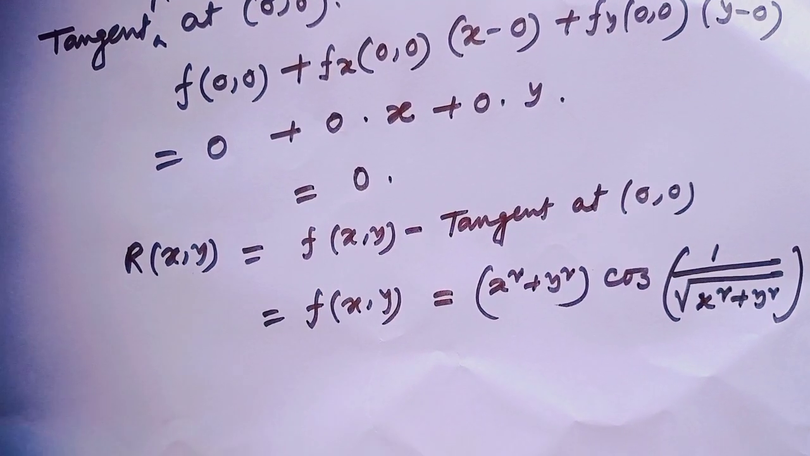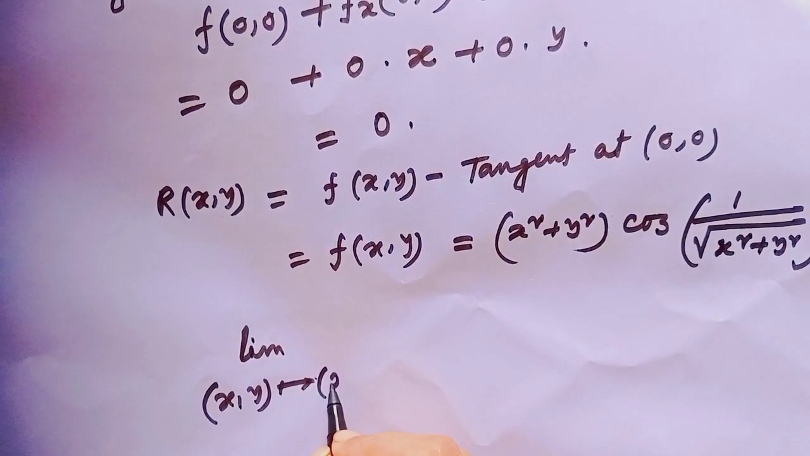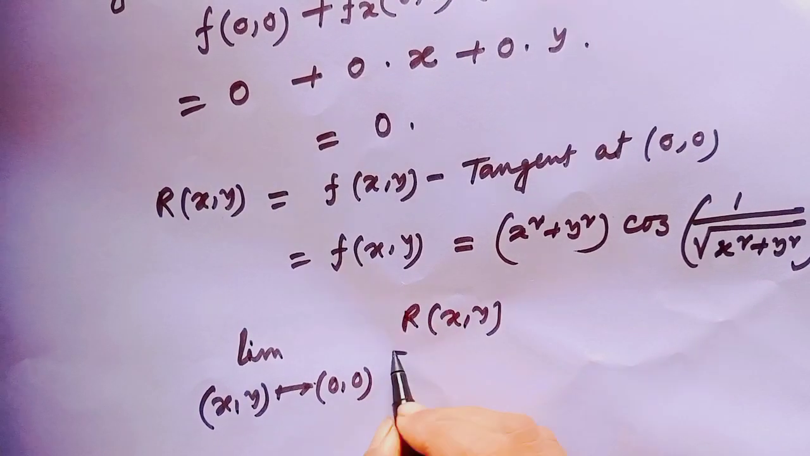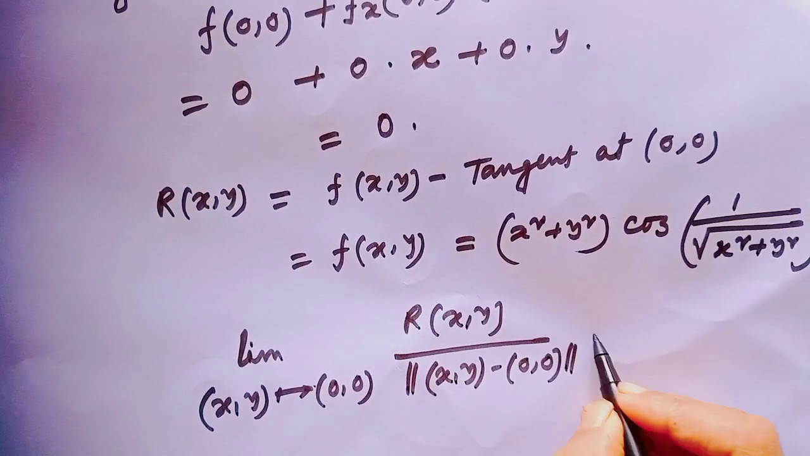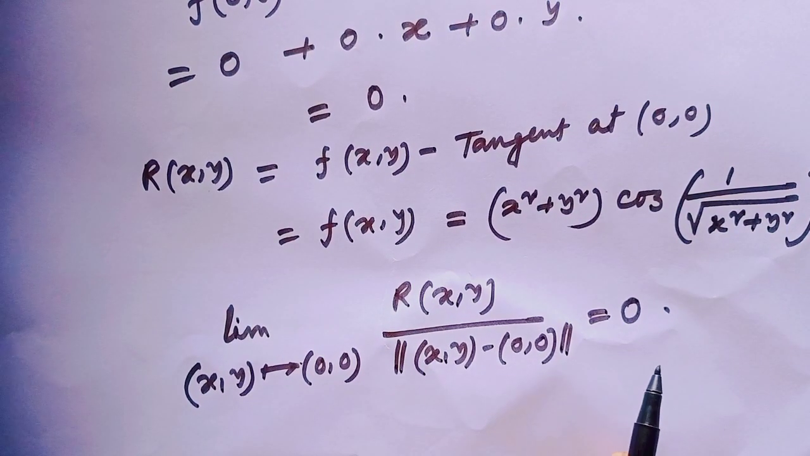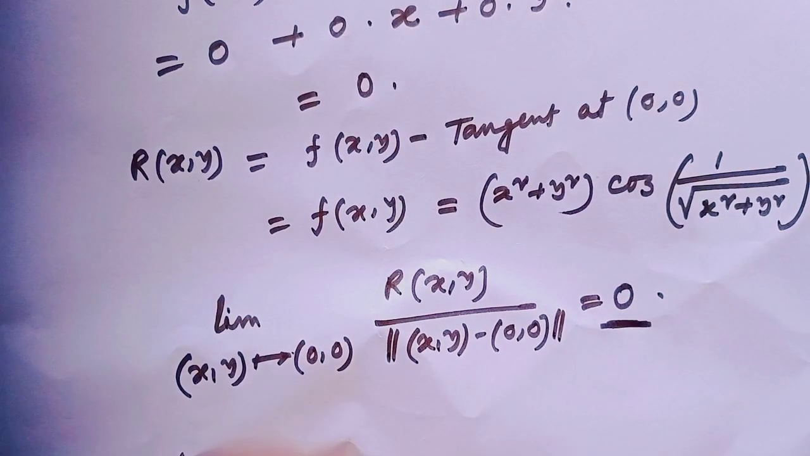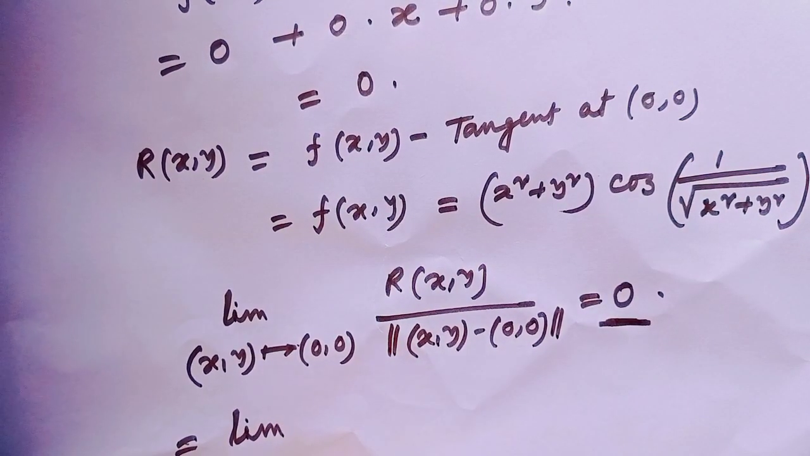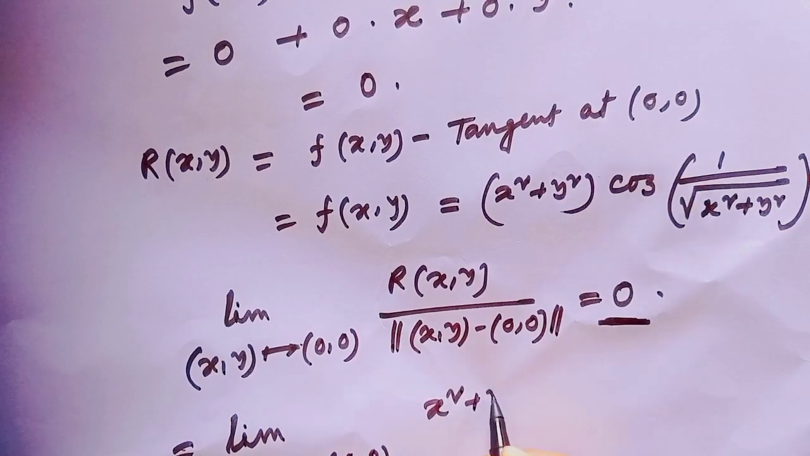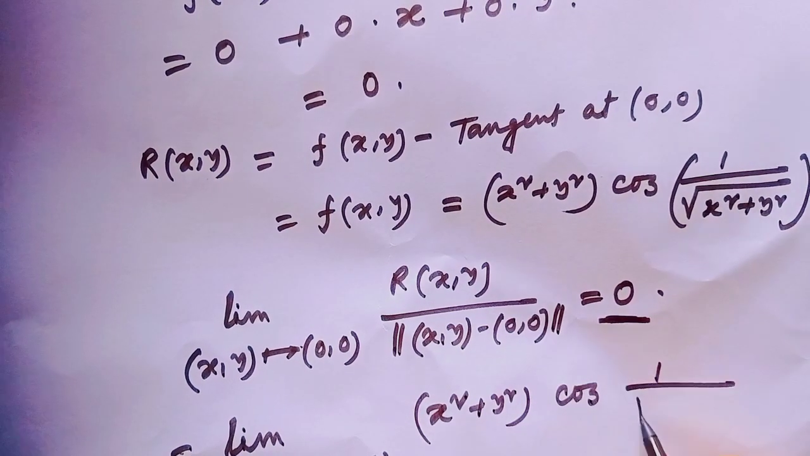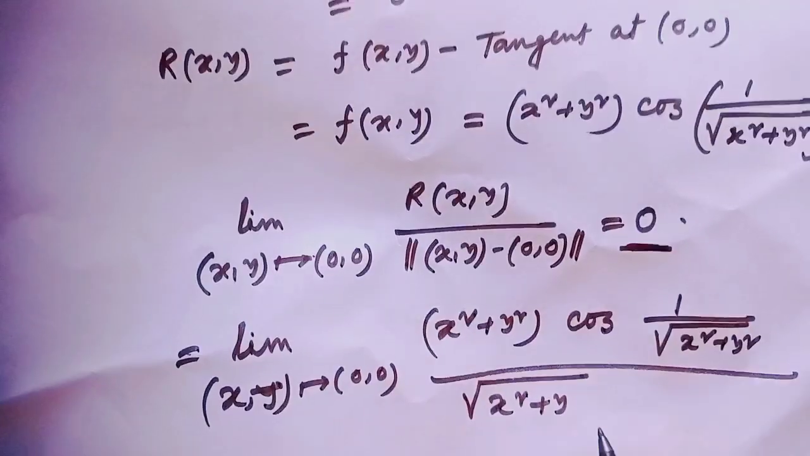Okay, and for differentiability we have to check the limit as (x, y) tends to (0, 0) of r(x, y) over the norm of (x, y) minus (0, 0) always will be 0. If this value is 0, then we can tell easily this function is differentiable. That means we have to prove this value is 0. Now put the value: the limit as (x, y) tends to (0, 0) of r(x, y), (x square plus y square) times cos 1 over x square plus y square, over square root of x square plus y square.